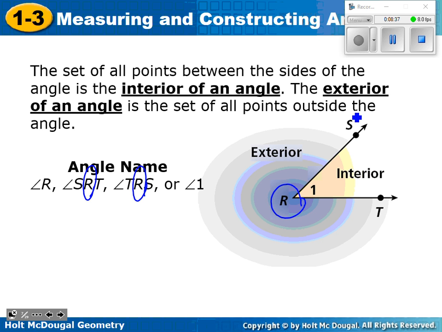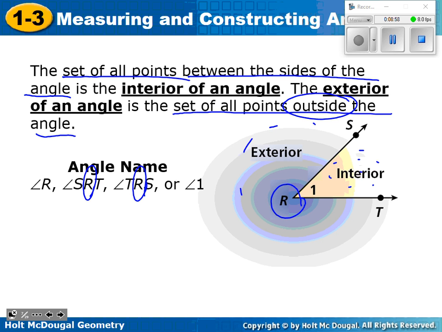Okay, good question though. All right, when you think of interior, what do you think of? Inside, right? Inside. So interior of an angle are the set of all points between the sides of the angle. All the points that are between the sides, that's your interior. When you think of exterior, what do you think of? Outside. So the exterior is the set of all points outside the angle. So that's going to be everything out here. Now, points S, R, and T are not interior or exterior. They are on the angle. So S would be a point on the angle. T would be on the angle. R would be on the angle. Does that make sense? Okay.